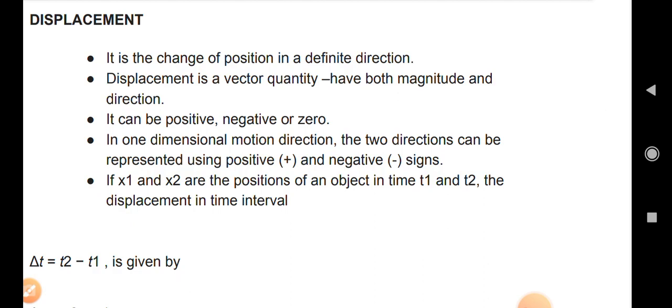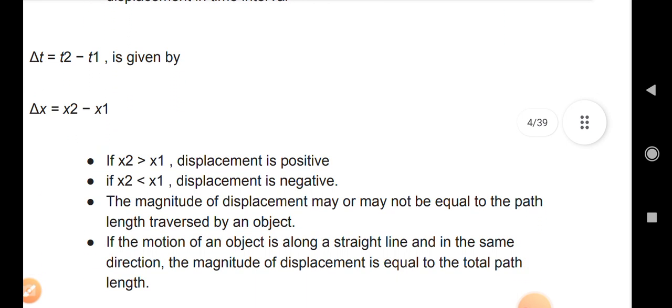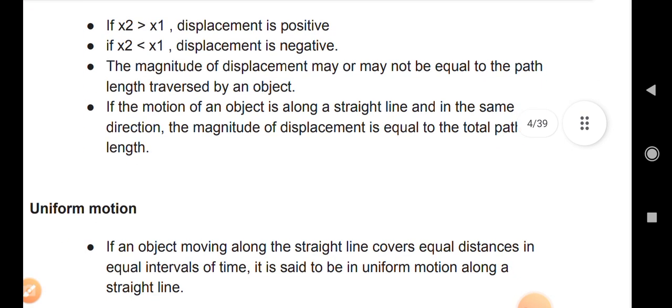Displacement is the change of position in a definite direction. It's a vector quantity, having both magnitude and direction, and can be positive, negative, or zero. In 1D motion, the two directions can be represented using positive and negative signs. The magnitude of displacement may or may not be equal to the path length. If the motion of an object is along a straight line and in the same direction, the magnitude of displacement is equal to the total path length.